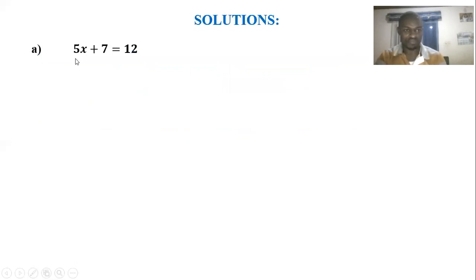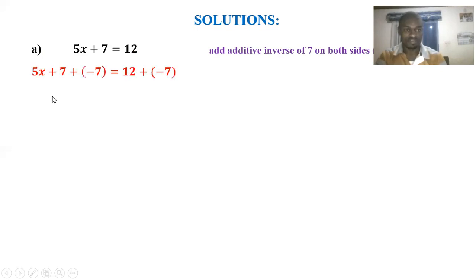A says 5x plus 7 is equal to 12. We add the additive inverse of 7, which is negative 7, on both sides. And if that is done, 5x plus 7 plus negative 7 will now be equal to 12 plus negative 7. 7 plus negative 7 gives 0, which is an identity. So this reduces the constant to an identity 0.